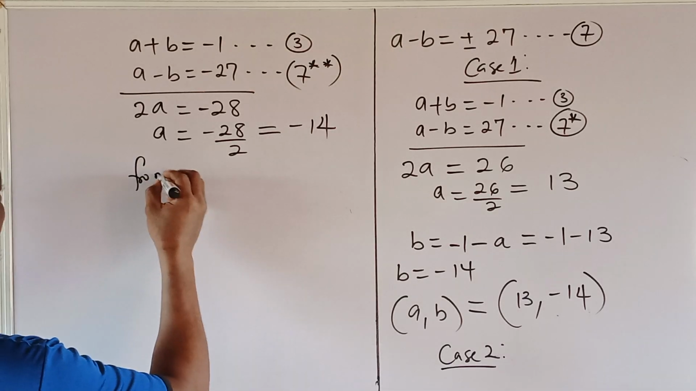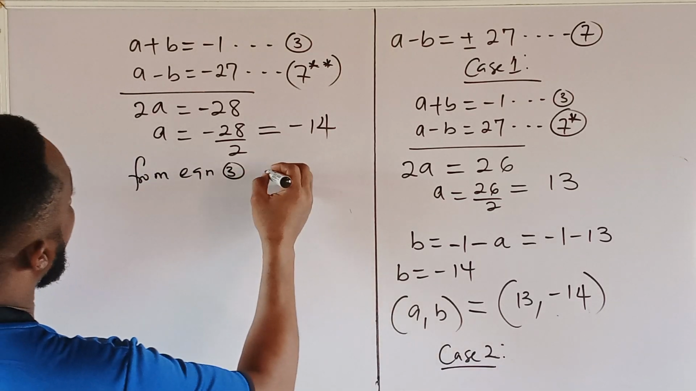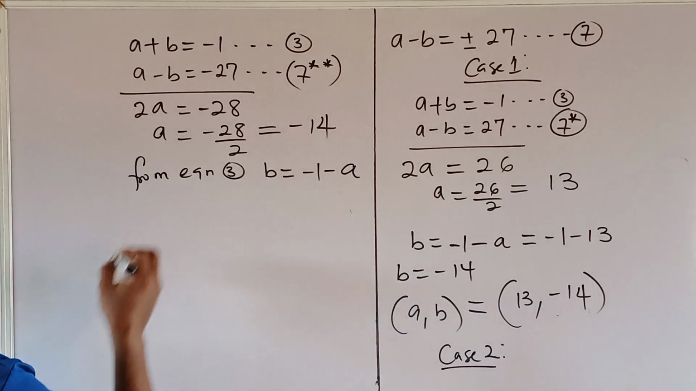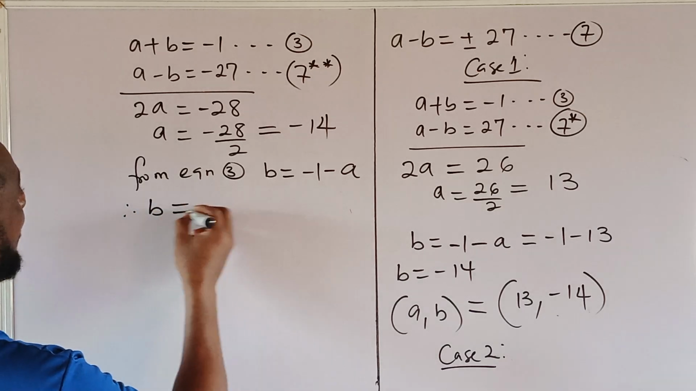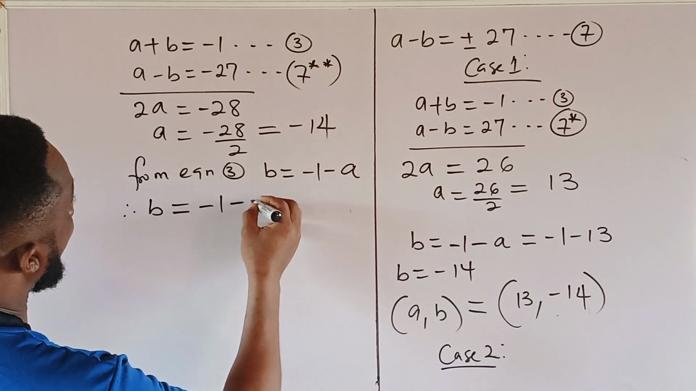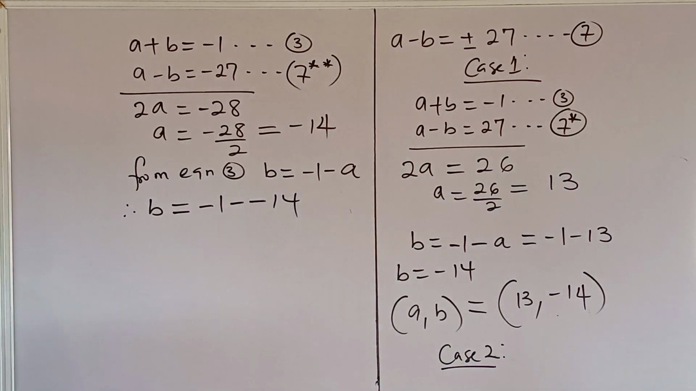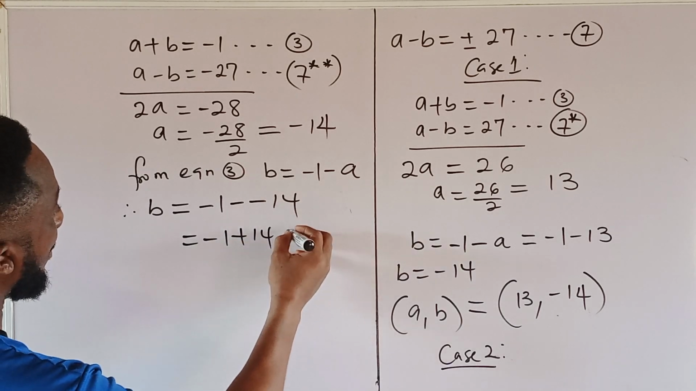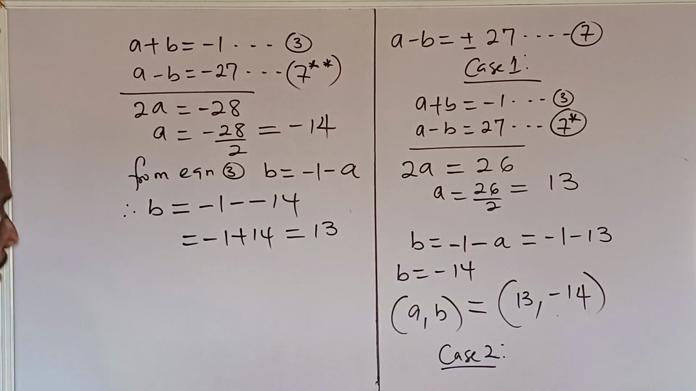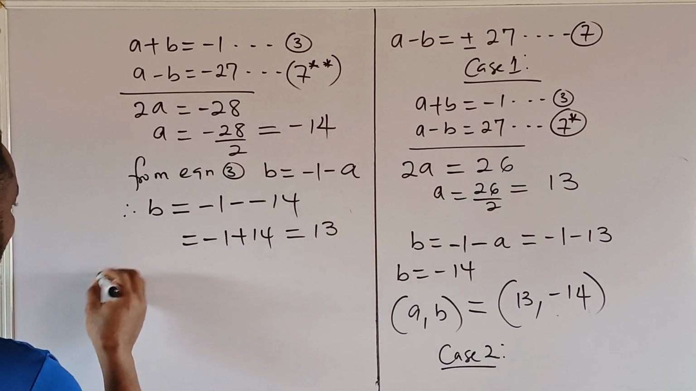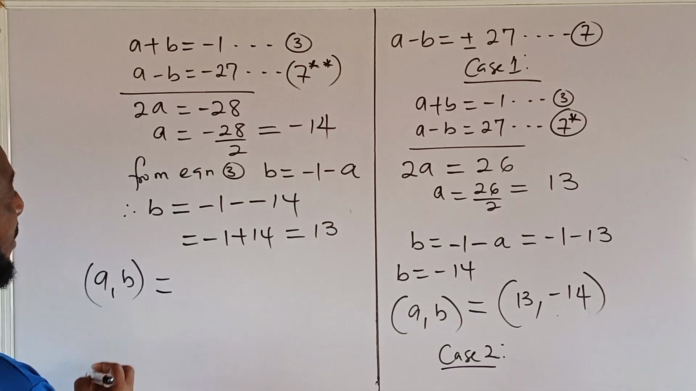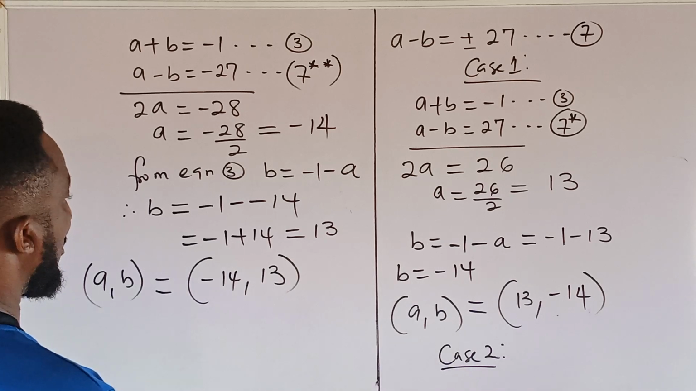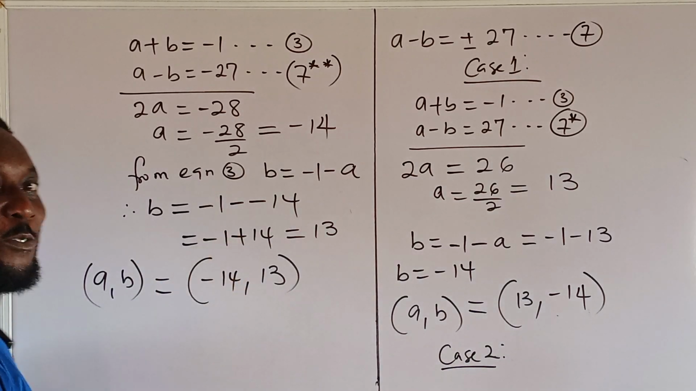Then from equation 3, b is equal to negative 1 minus a. So the value of b will be negative 1 minus negative 14. Minus minus is plus, that will be negative 1 plus 14, which gives us 13. So our second set of solutions, a comma b, is negative 14 comma 13. So guys, this is the end of this solution.